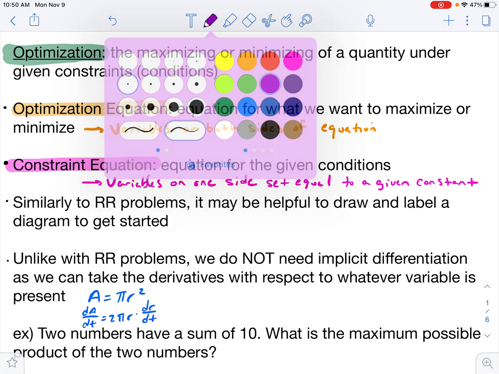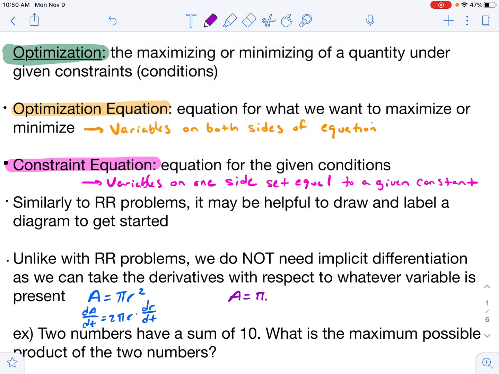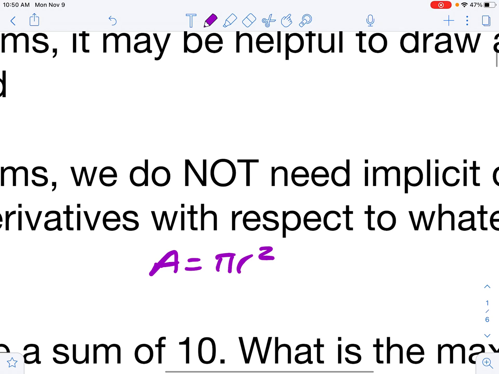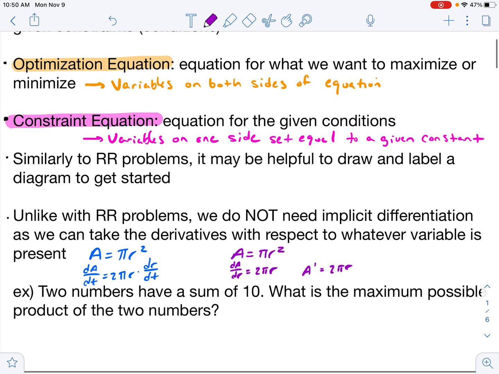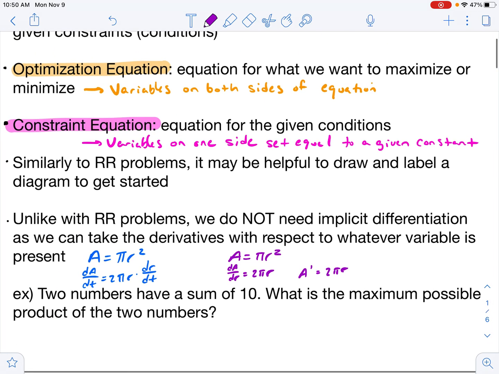Well, here, if we have area equals pi r squared, and we're interested in finding a value of r that maximizes or minimizes the area, we're going to take the derivative with respect to r. So I could write this as dA over dr equals 2 pi r, because we're taking the derivative with respect to r. Or even more simply, we could just write A prime equals 2 pi r. So you'll see that going on. There's not going to be this dt stuff.